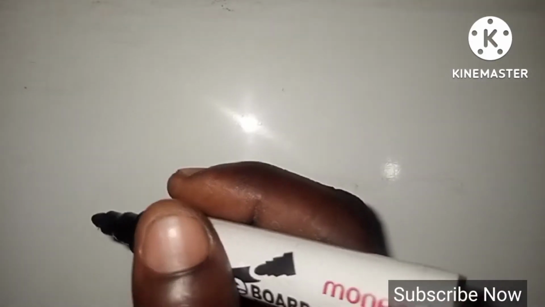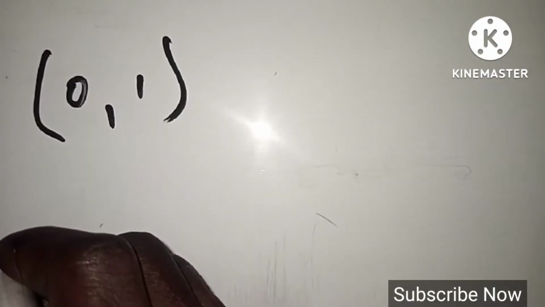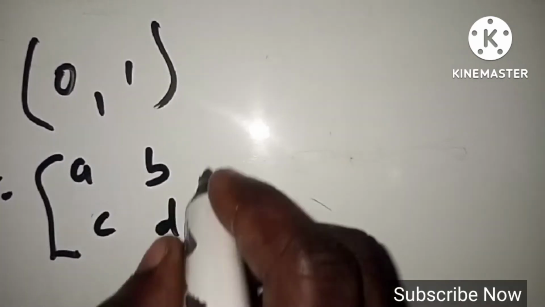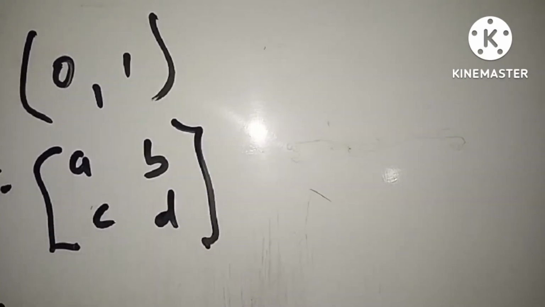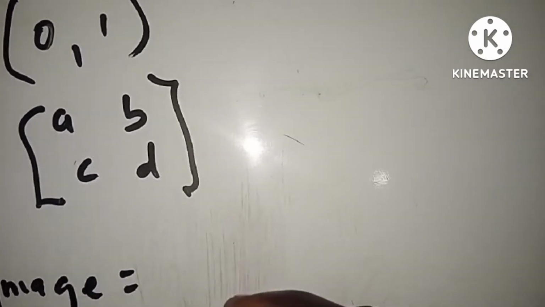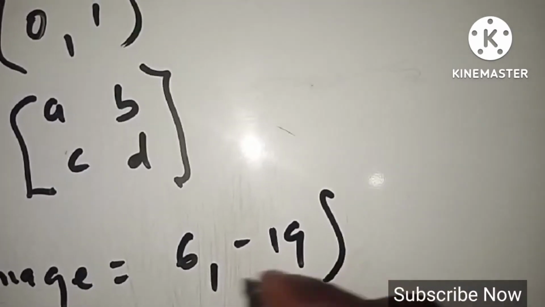Okay. Now the second part of the question says that the image of the point. So the point that we are having is 0, 1, right? So this is the point under the transformation A. So A, which we don't know of course, that is A, B, and then C, D, and the image here is 6 comma negative 19, right? So this is the image.